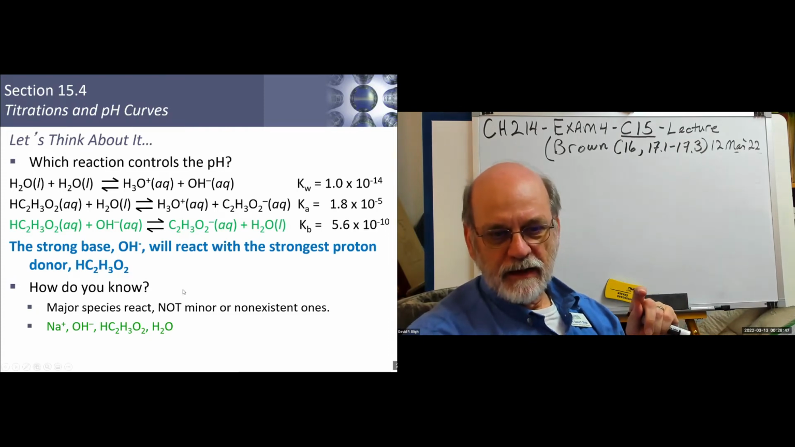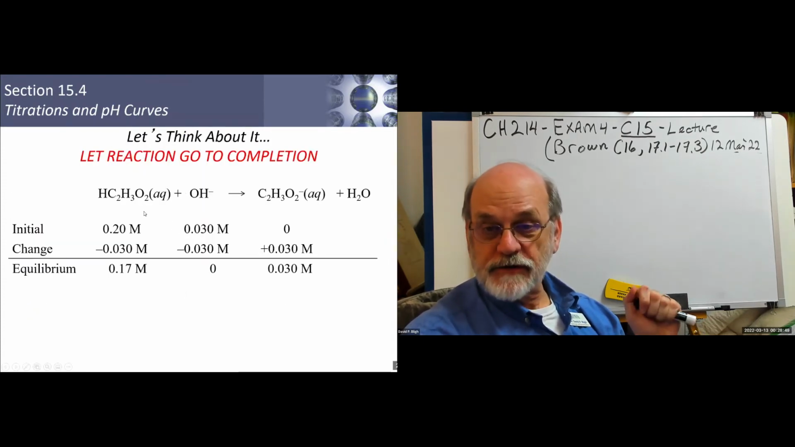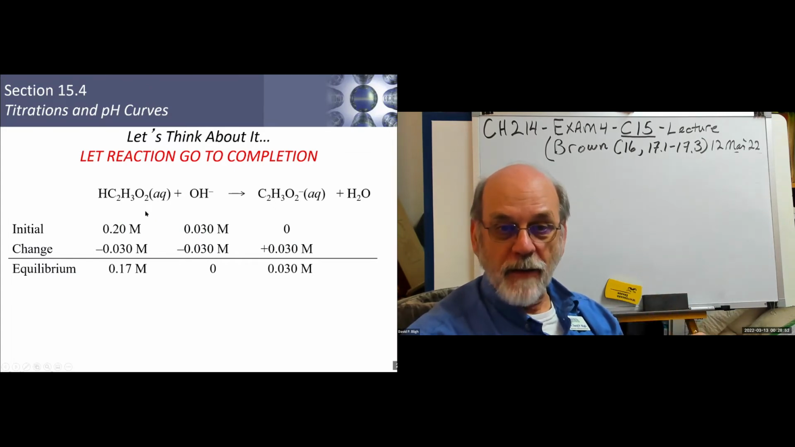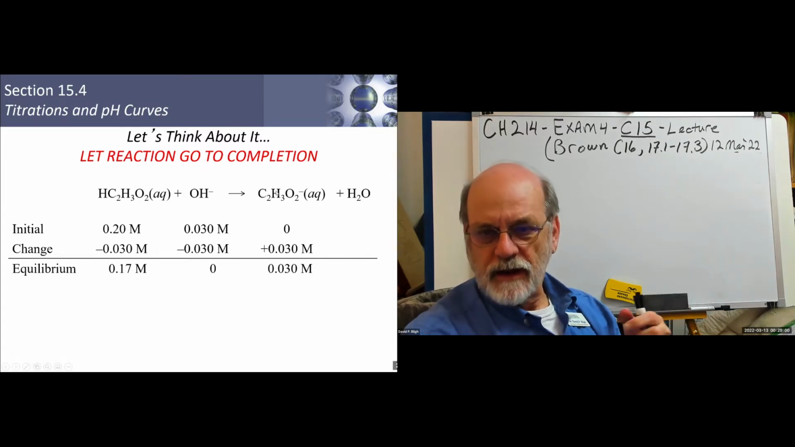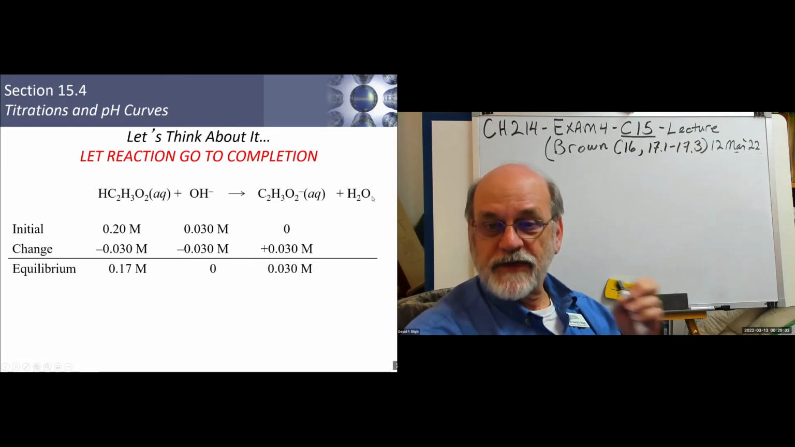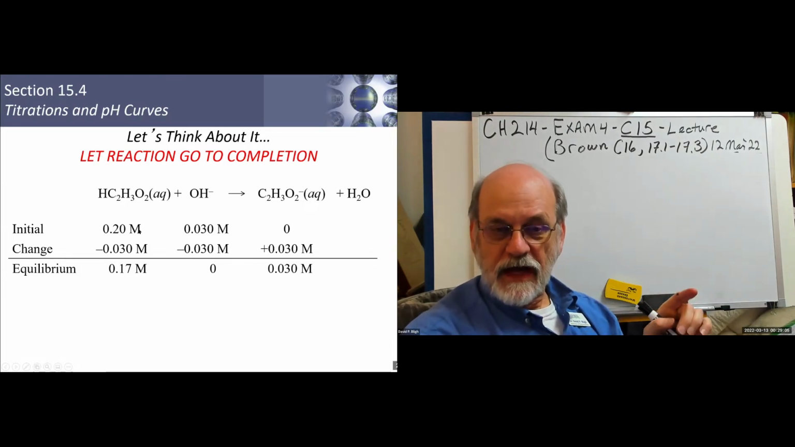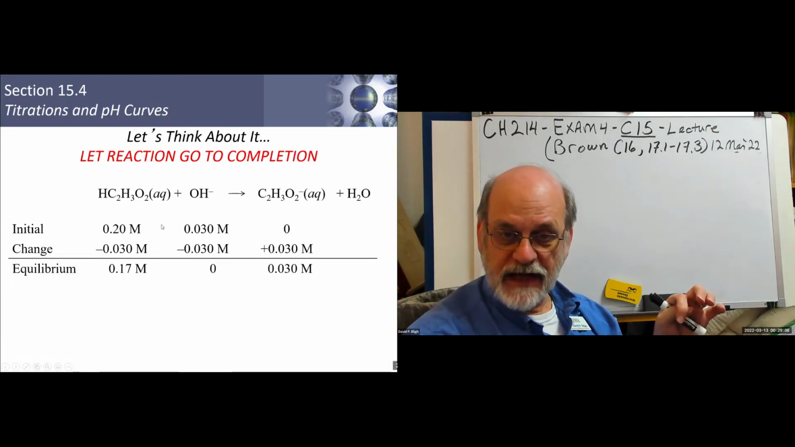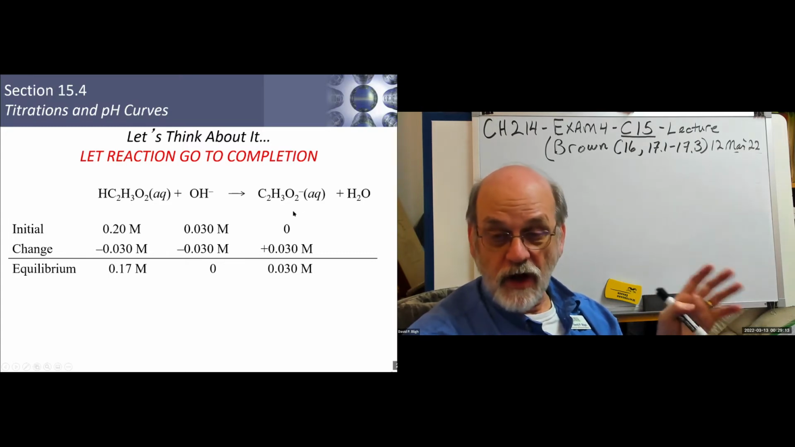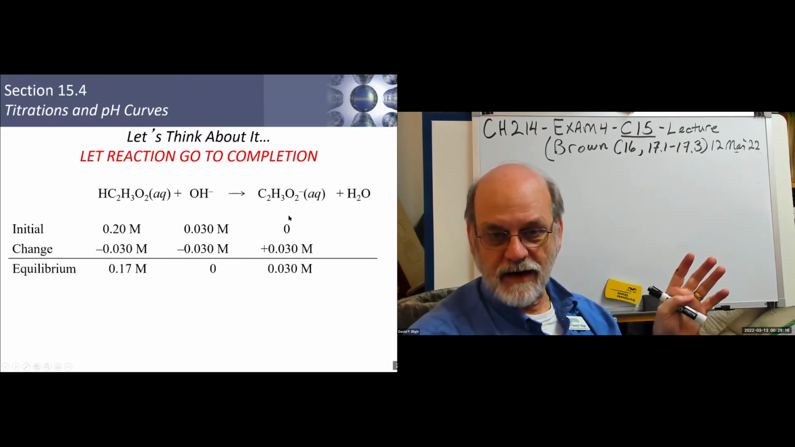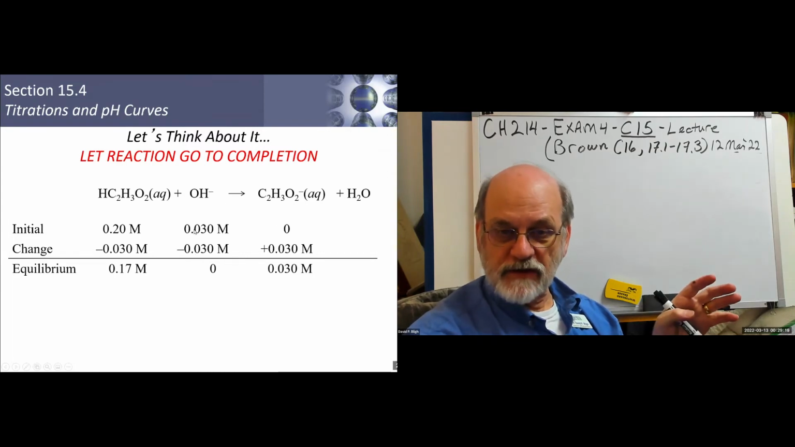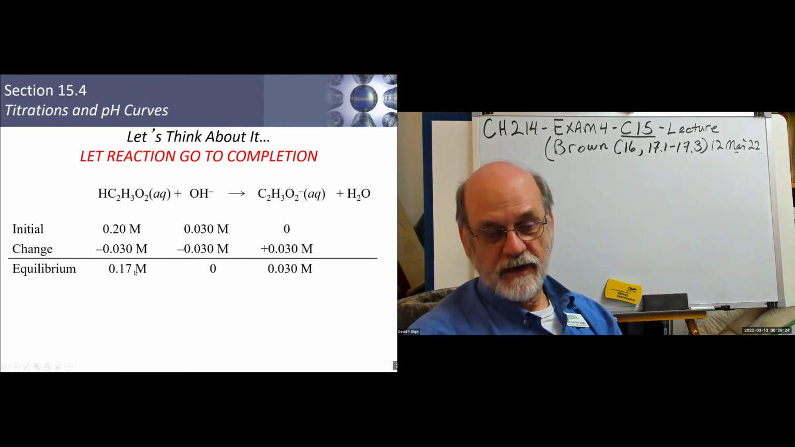Okay. In that case, this first reaction is our stoichiometry. We have OH minus reacting with HC2H3O2, acetic acid, producing the acetate ion in water. We let this reaction go to completion. Initially, we have 0.2 molar acetic acid and 0.03 molar hydroxide, and we have none of the acetate ion. So we let it go to completion. That means all the hydroxide is used up and only some of the acetic acid is used up.